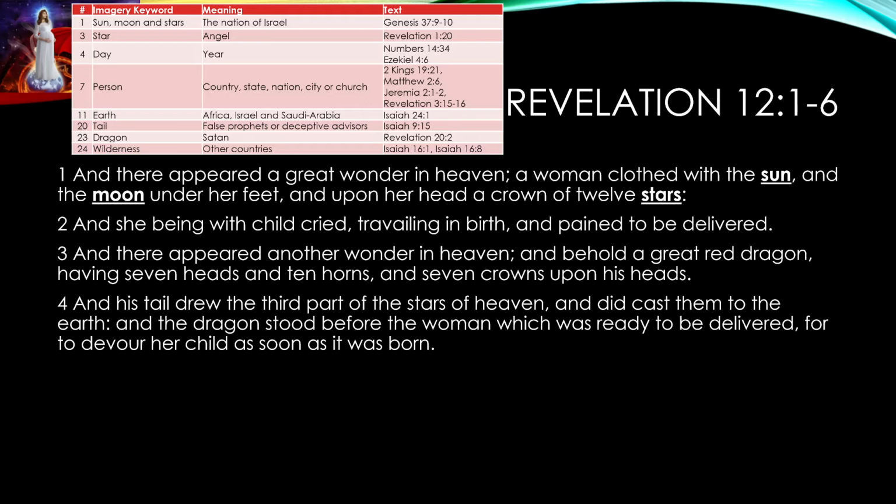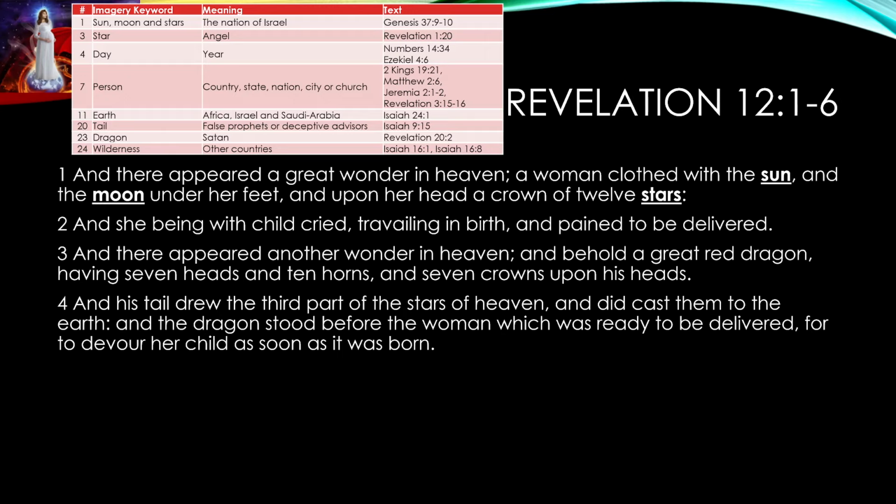And his tail drew the third part of the stars of heaven, and did cast them to the earth. And the dragon stood before the woman, which was ready to be delivered, for to devour her child, as soon as it was born. From our list of core imagery keywords, we know the tail symbolizes false prophets or advisors, and that the earth is Africa, and that stars, without the sun and moon, are angels. This means that Satan's own false prophets were able to convince 1/3 of all the angels in heaven to follow Satan in his attempt to overthrow God.